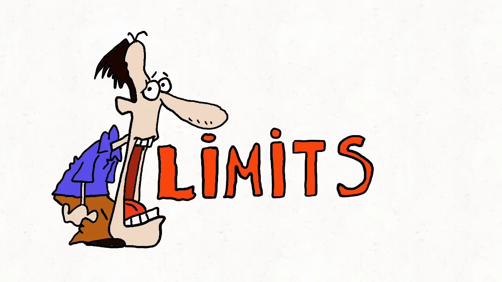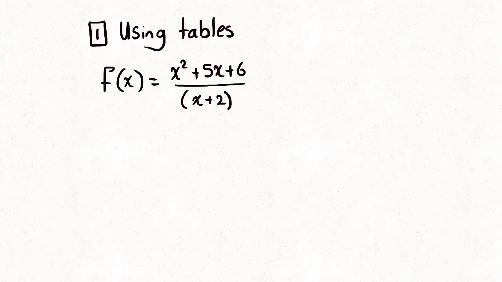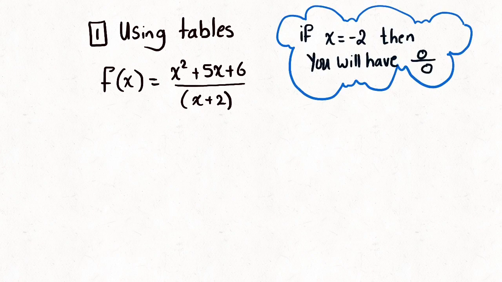Today's lesson is about finding limits by graphs. We start with using tables to find any limit. Now, if you look at the fraction, your biggest fear is when the lower part, the denominator, equals 0, thus around x equals -2. Now, you're going to build a table around this value.